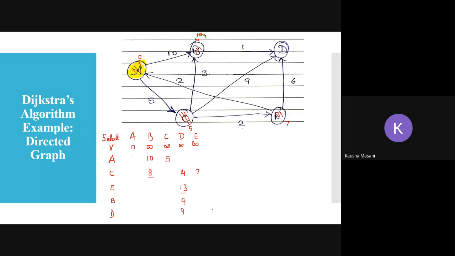Now suppose, let's say from A, I want to travel to D. Then how will I do the tracing? With the help of the table.